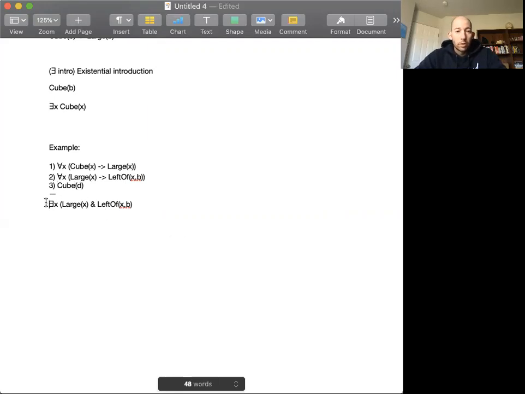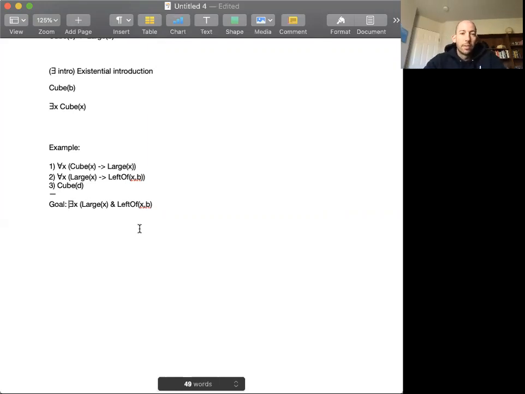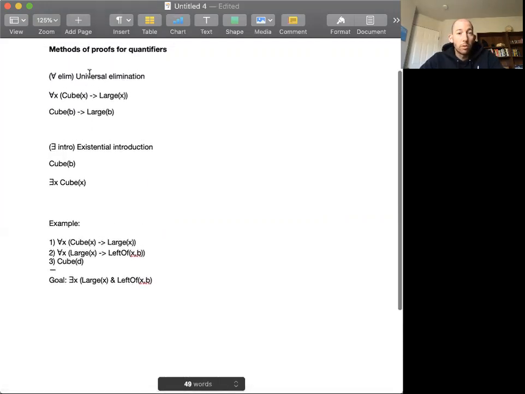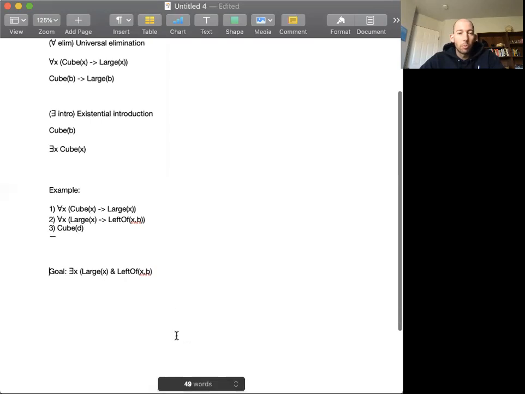The conclusion here, the goal, is to claim that there exists an object that is large and left of B. So here's how we're going to use the two types of rules that we have: universal elimination and existential introduction. You're going to see me use this in Fitch in a little bit, but right now I'm just showing you how we can do this just on a sheet of paper, or just some other Word document, or in this case, Pages.